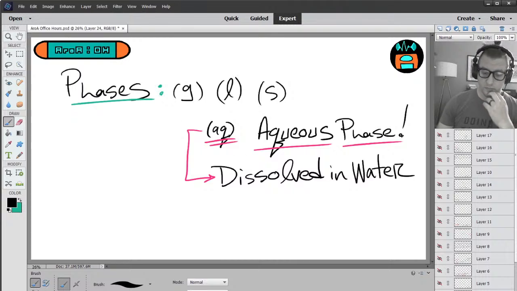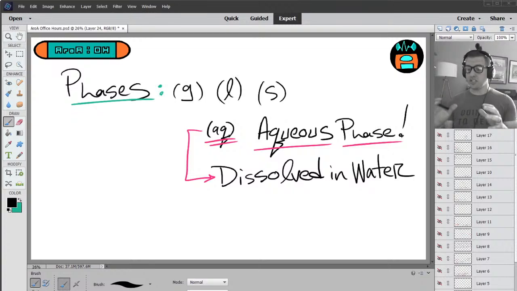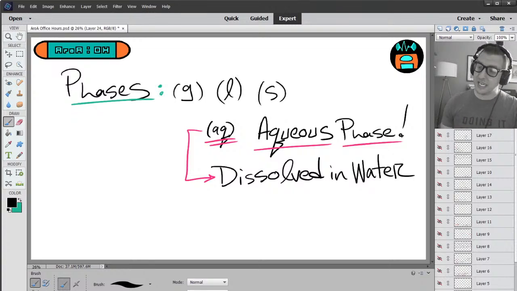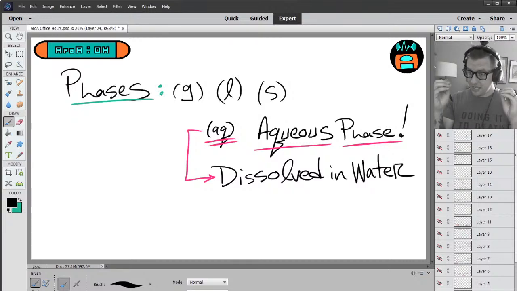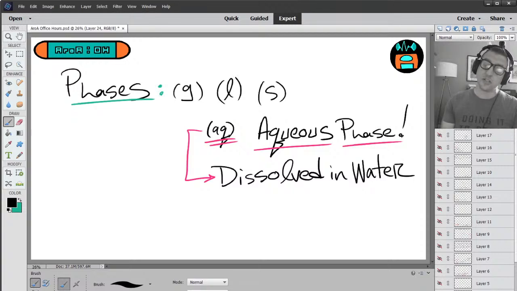Now, we're going to talk about not just the aqueous phase, but a little bit more broadly than that. Not even just things that are dissolved in water, but what we're going to focus on in this new chapter is the solution phase.